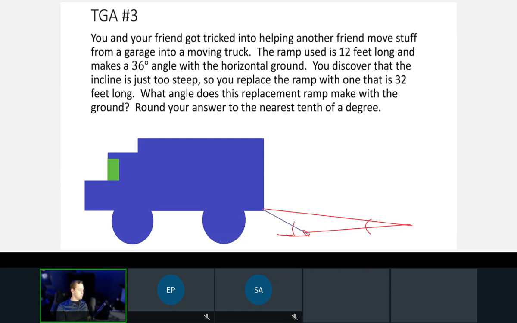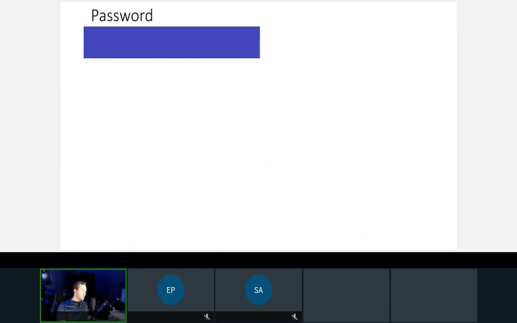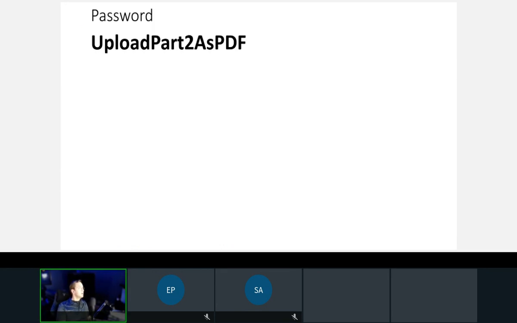And oh yeah, we need the password too, right? The password for your test. Password is upload part 2 as PDF. Case sensitive, all one word. I probably should have had this password long ago, because I want you to upload your part 2, your TGA, in PDF form. And I say it every test, and I write it on your test or on the review, but a lot of you don't do it, and it makes me sad.